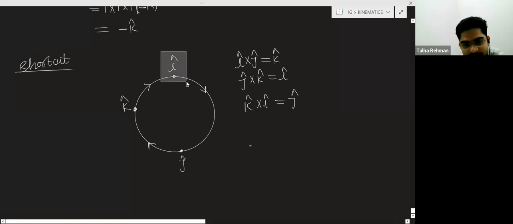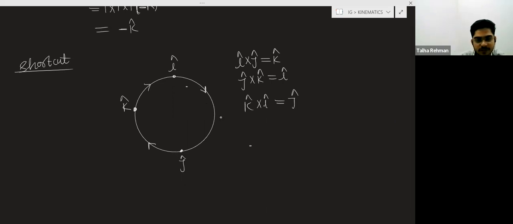If someone is asking i cap cross j cap, first you will draw a circle and write i j k, and you will decide a direction in which you will move. If you move in the opposite direction, then you will take negative, and if you move in the direction you have chosen, that will be positive. So here this direction is clockwise, so the clockwise direction you will take positive, and the anti-clockwise direction you will take negative.